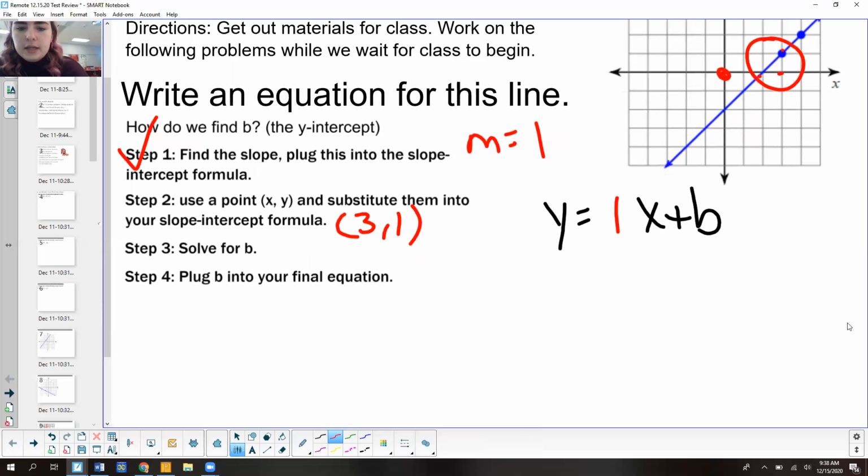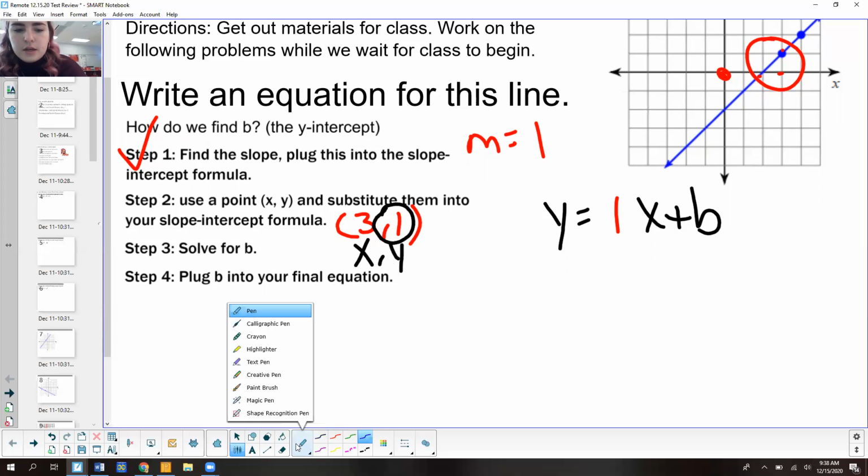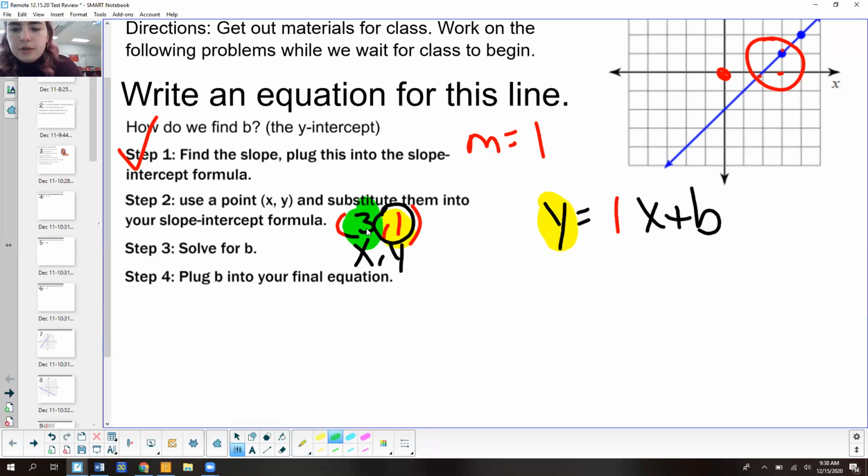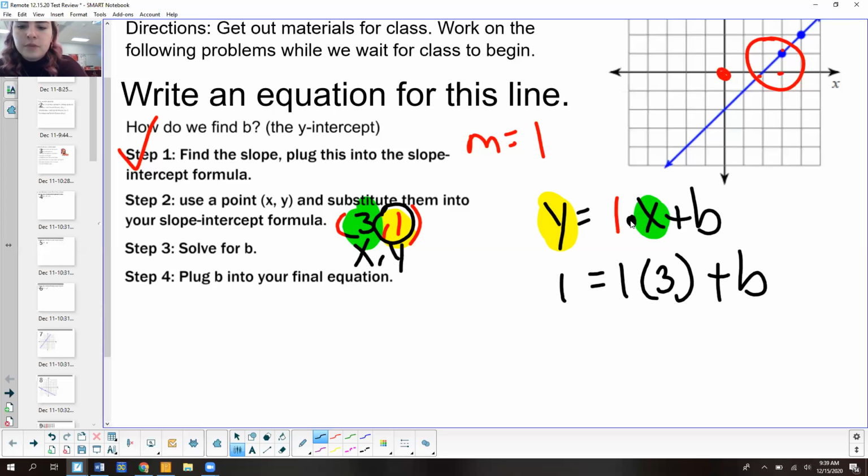I'm going to go ahead and substitute in. Remember, these points are written in x, y format. So I'm going to substitute in y is 1. I'm going to do it in different colors. And just to provide a visual for you guys, I'm substituting 1 in for y and I'm substituting in 3 for x because those are our x and our y values that we're going to use. So I'm going to go ahead and write, I've got 1 equals 1 times 3 plus b. The reason I put times 3 like that is because the relationship between that 1 and that x is multiplication. So the relationship between 1 and 3 is also multiplication.